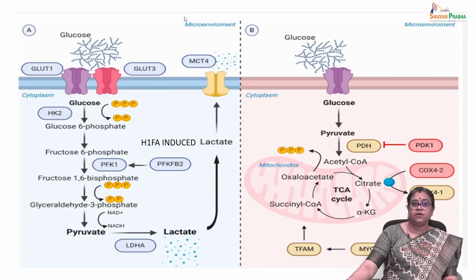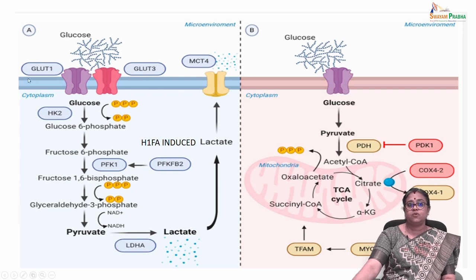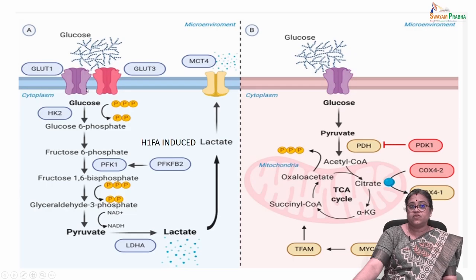In this slide, what we are seeing are the GLUT transporters. They are glucose transporters. There are several types of glucose transporters. They are called GLUT1, GLUT3, and through them glucose enters into the cytoplasm. And this is the normal glycolytic pathway that we have learned in our early classes.